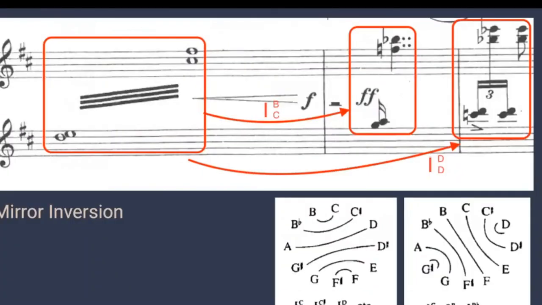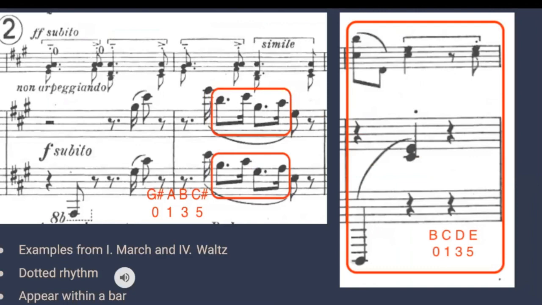An interesting fact to include is that the other sets of 0135 were related by inversion, as shown here. Now, onto the examples. The first example of the prime form displayed the dotted rhythms, as shown on the left, whereas the example on the right does not show a specific rhythm. Rather, all the notes make up for the prime form, making it a very subtle appearance.